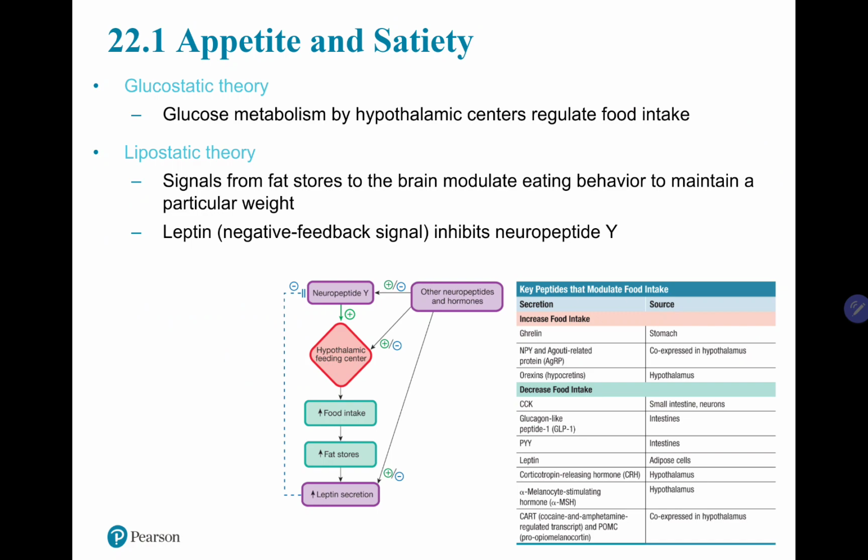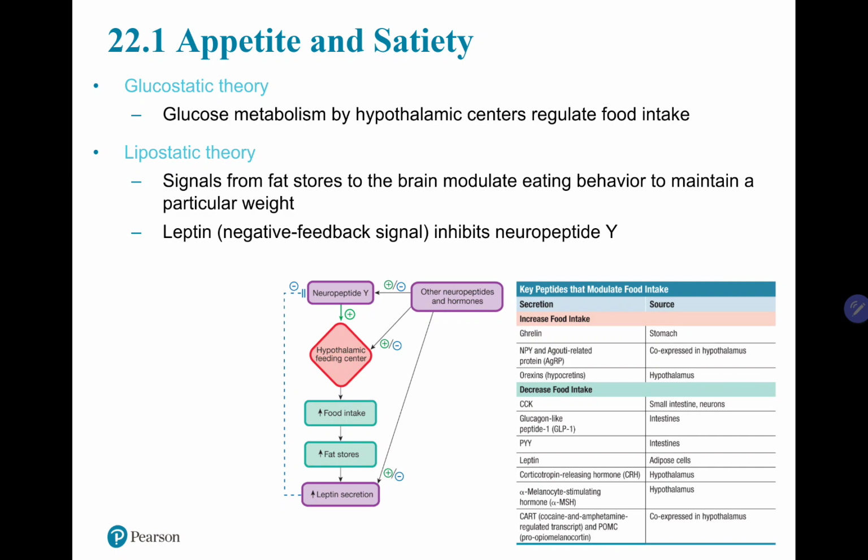So there are two theories that will explain hunger, basically. We have the glucostatic theory, which states that glucose metabolism by the hypothalamus centers regulates food intake. So when blood glucose concentrations decrease, the satiation center is suppressed and the feeding center is dominant. When glucose metabolism increases, the satiation center inhibits the feeding center.